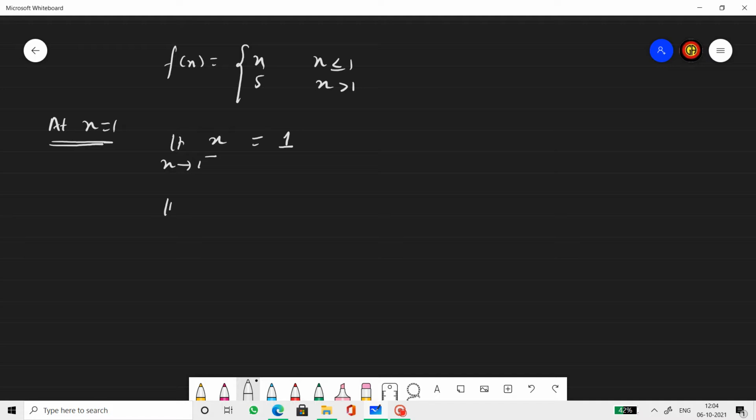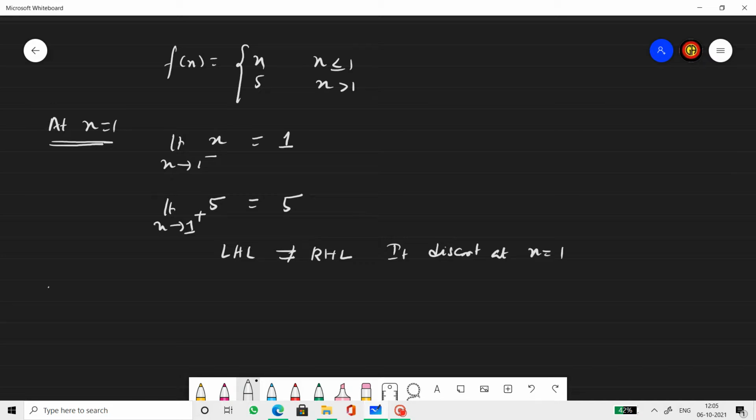And now limit x tends to 1 plus. 1 plus means above 1, and above 1 the function is 5. So the answer is 5. Right? So what do we observe from this? Left hand limit is not equal to right hand limit. Hence, it is discontinuous at 1. It is discontinuous at x equal to 1.